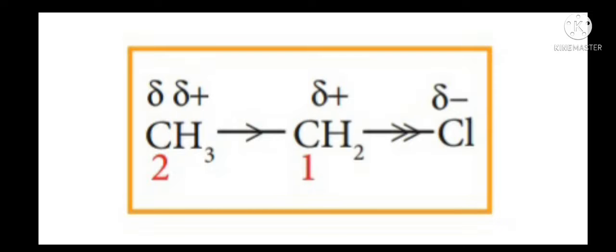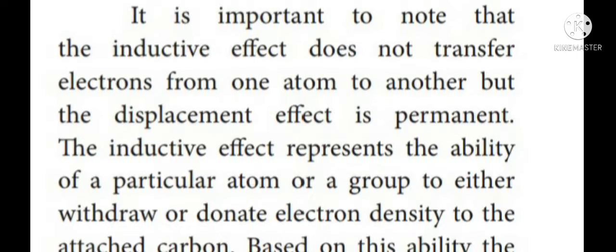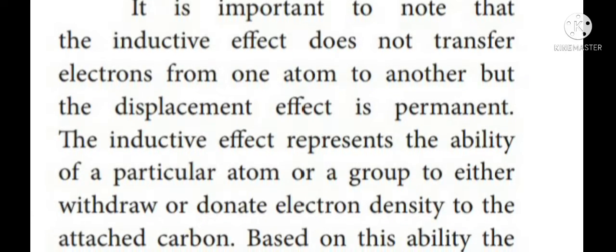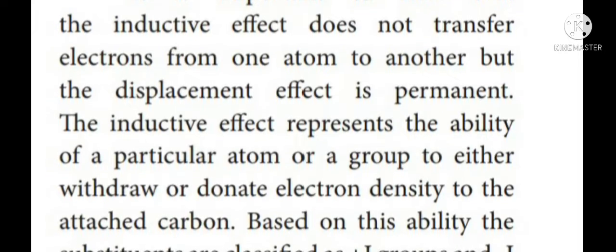To compensate for it, carbon 1, that is C1, draws the shared pair of electrons between itself and carbon 2, that is C2. This polarization effect is said to be the inductive effect. The magnitude of the charge separation decreases rapidly as we move away from carbon 1. Here, the inductive effect does not transfer electrons from one atom to another atom, but the displacement effect is permanent.